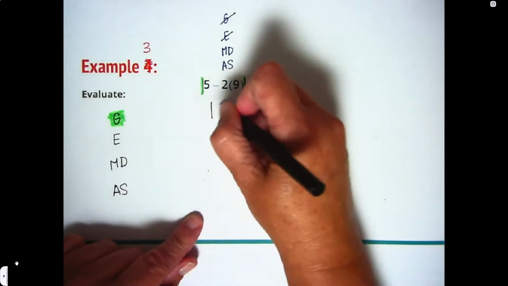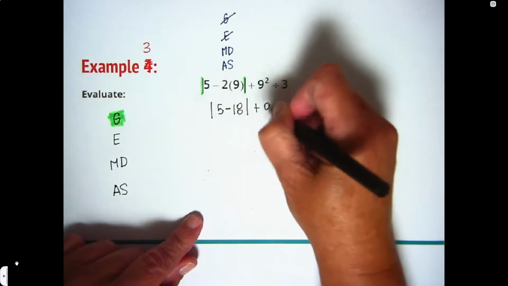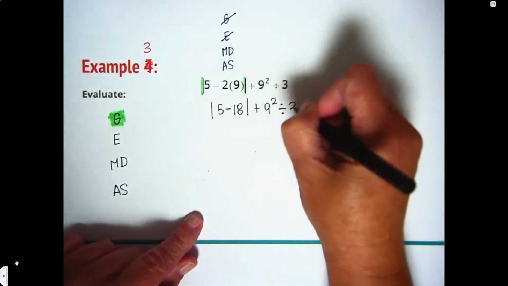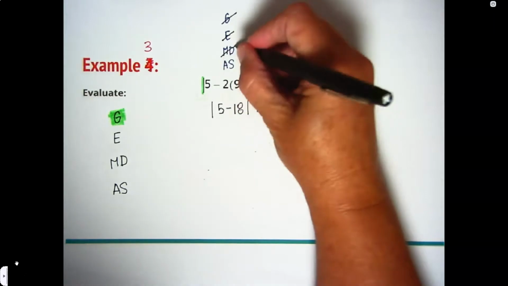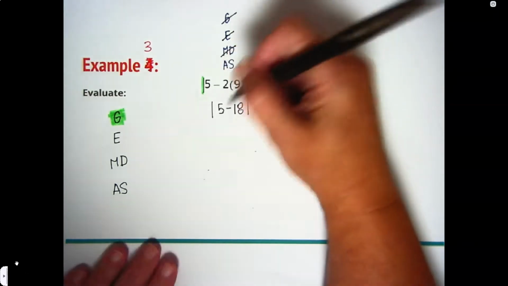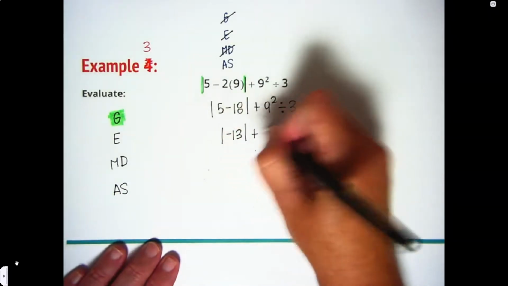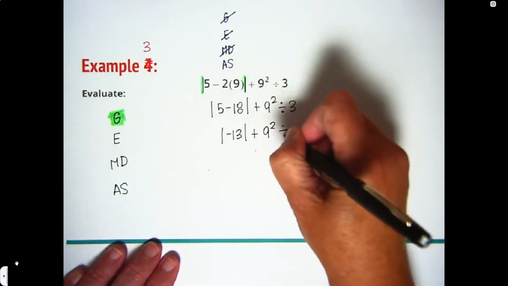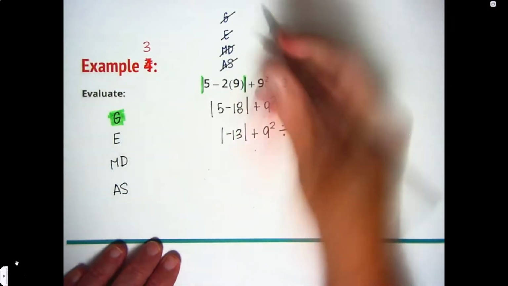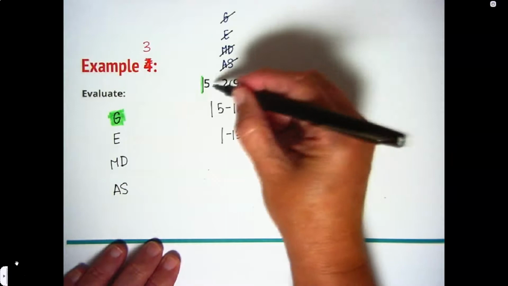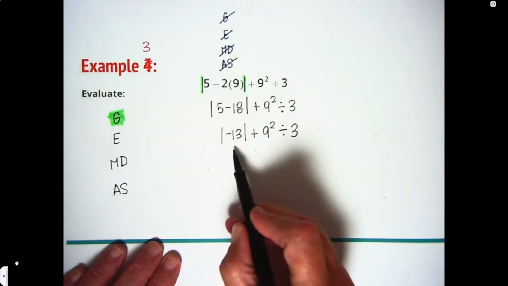So that's going to be the absolute value of 5 minus 18 plus 9 squared divided by 3. Now, 5 minus 18 doesn't have any more multiplying or dividing, so now I'm going to do the adding or subtracting. 5 minus 18 is a negative 13. So that's done. I've got that down to one number. So I was inside my grouping symbols, I saw a multi-step problem, so I went through the order of operations for 5 minus 2 times 9, and I now have that down to a single number.